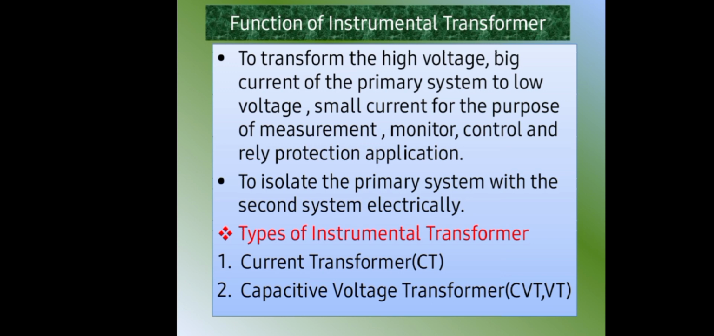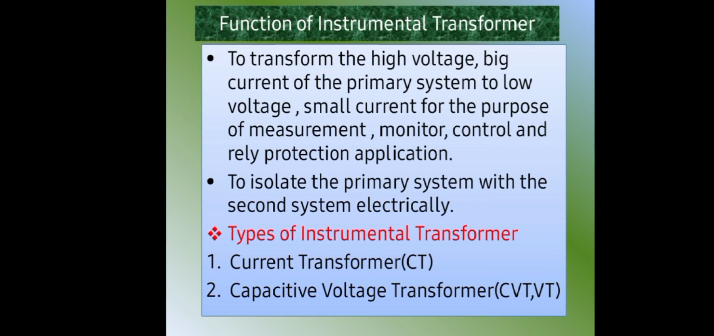So let's see the definition of instrument transformer. An instrument transformer is used to transform high voltage, big current of the primary system to low voltage, small current for the purpose of measurement, monitoring and control for protection application. And the other one is that an instrument transformer is used to isolate the primary system from the secondary system electrically.